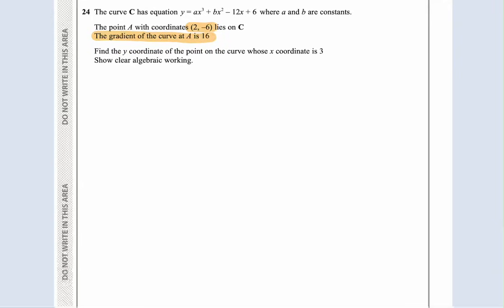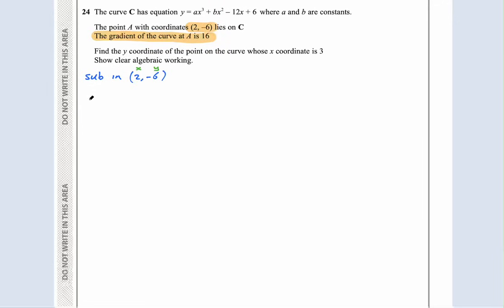So straight away, I can sub in the point. Let's do the point. The point one's the easier one. Sub in 2 minus 6. And you'll get a mark for this, guys. When I say sub in 2 minus 6, I mean x is 2, and y is minus 6. That's x, that's y.